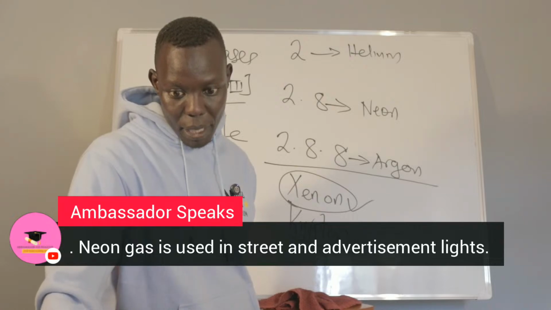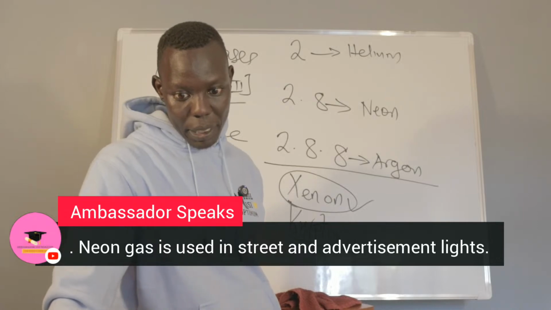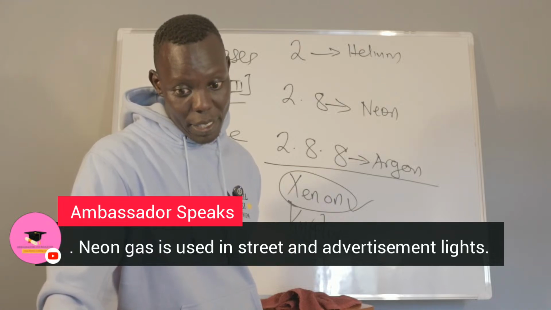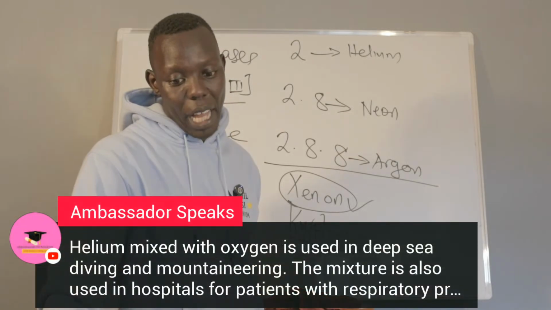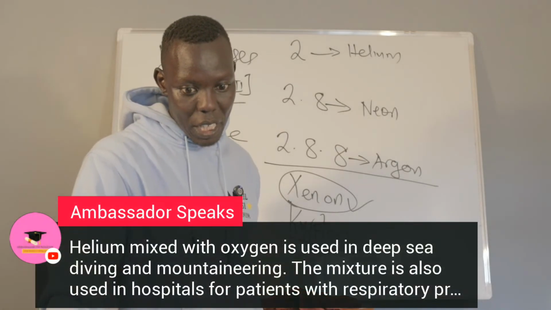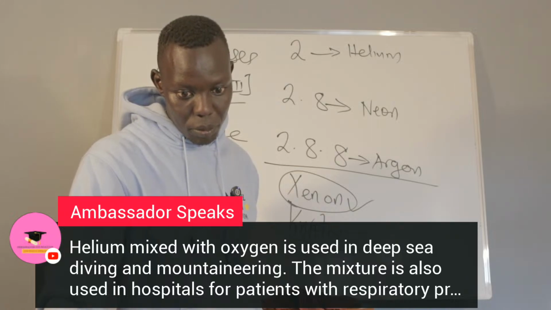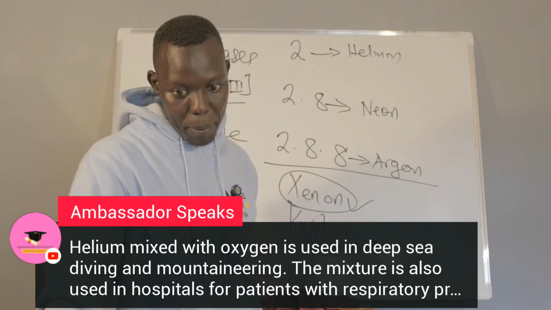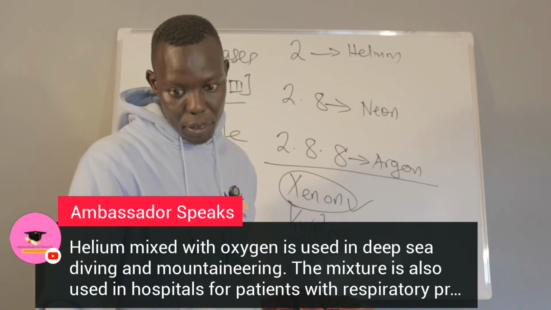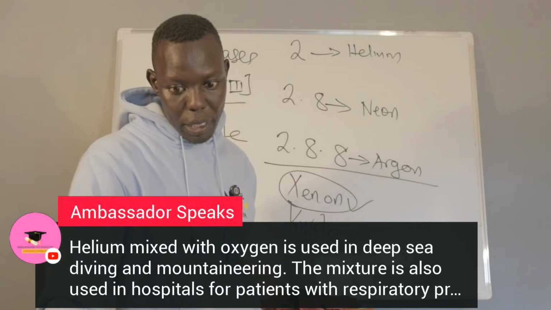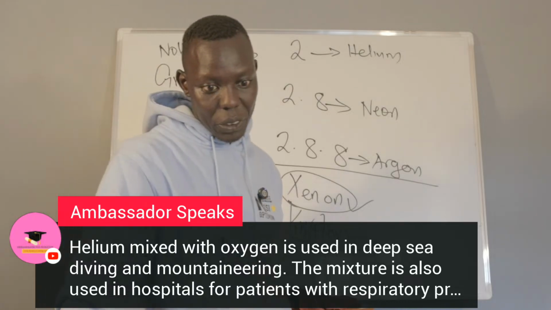Number 4 says, helium mixed with oxygen is used in deep sea diving and mountaineering. The mixture is also used in hospitals for patients with breathing difficulties. Yes, when it is mixed with what? Oxygen. I'm getting to use number 5. We are going up to number 7. Use number 7. Helium can be used instead of hydrogen in balloons for meteorological research.